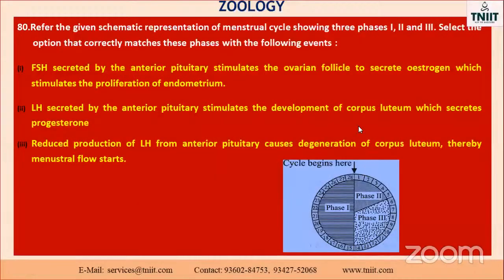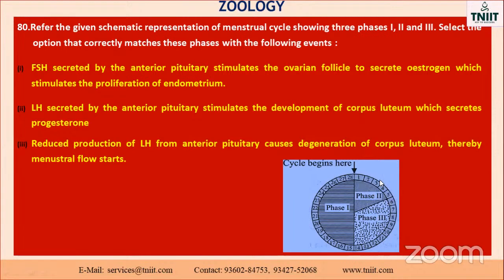And the next one, you already know, but refer to the given schematic representation of the menstrual cycle showing three phases. Already you know about it. One is the bleeding phase, the proliferation phase, and also the secretory phase. So 1, 2, and 3, select the option that correctly matches these phases with the following events. FSH secreted by the anterior pituitary stimulates the ovarian follicle to secrete estrogen, which stimulates the proliferation of the endometrium. So this one is called the first phase. This one is the second phase. This one is the third phase.